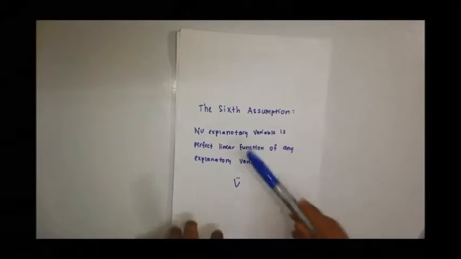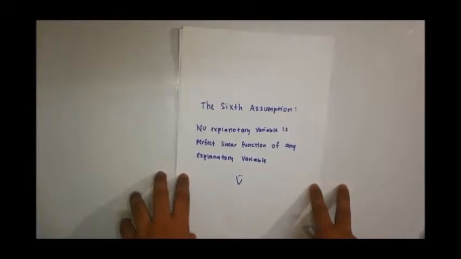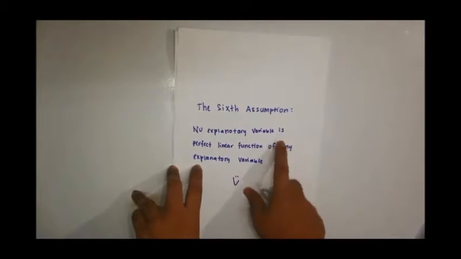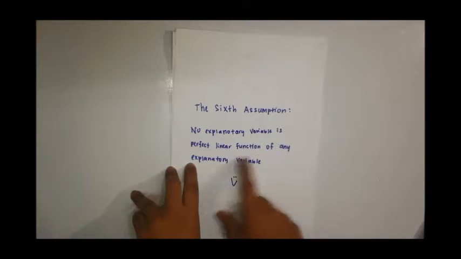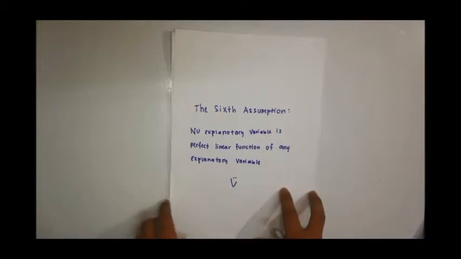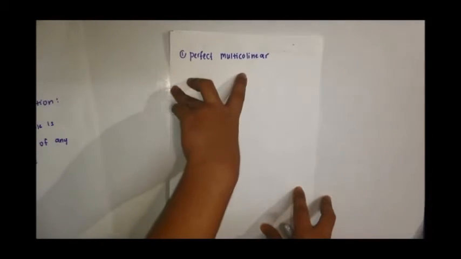Hi guys, my name is Haikal, and today I'm going to teach you the sixth assumption, which is that no explanatory variable is a perfect linear function of any other explanatory variable. So there are two types of multicollinearity. The first one is perfect multicollinearity.